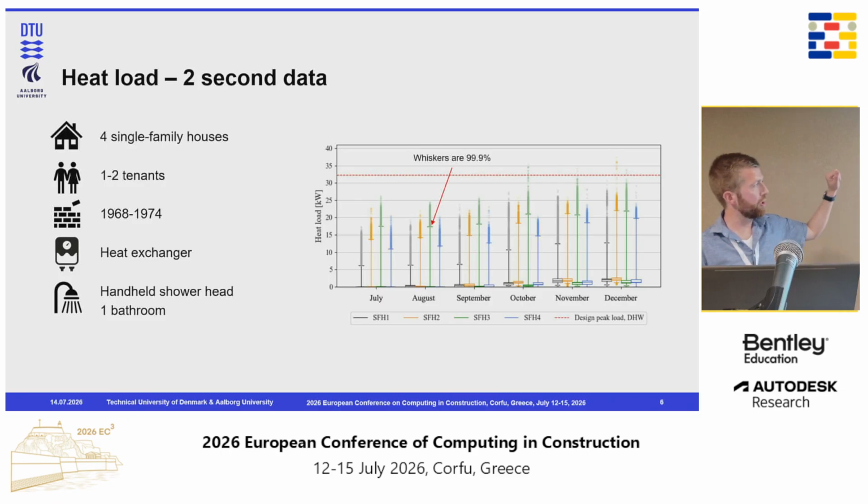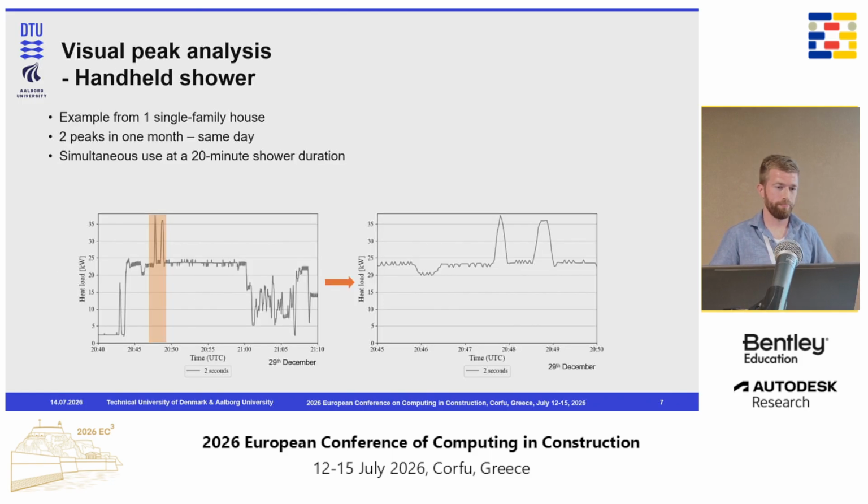As you can see on the box plot, the top line, the red dashed line, is the design peak load for a single-family house. The top whisker of this box plot is the 99.9th percentile. So it means that the peaks above that almost never occur. So around 25% we might over-dimension these pipes or installation. But we need to look into why these peaks are occurring to actually understand the installations.